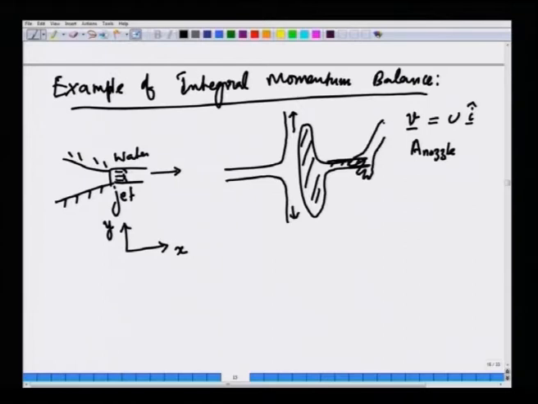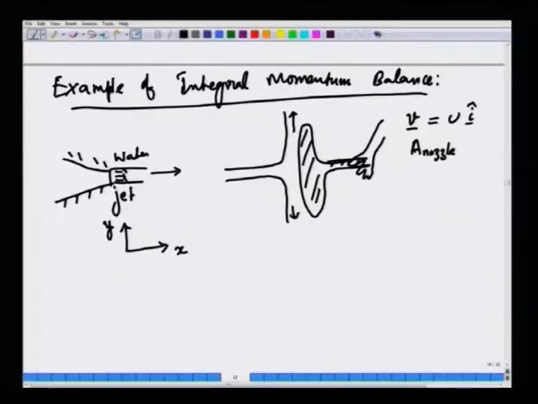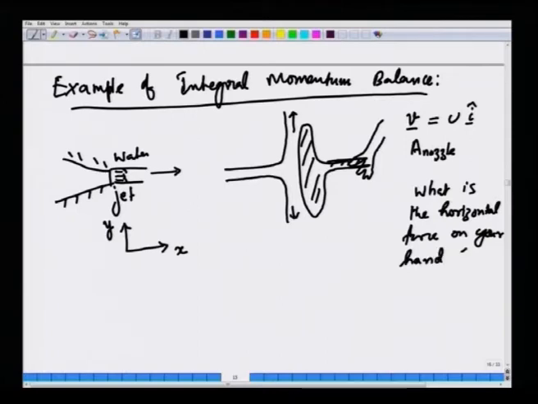So, imagine that you are exerting a reaction force by holding the solid surface using your hand. Okay. So, you are holding the solid surface using your hand and the jet impinges on the solid surface. So, the question is, what is the horizontal force on your hand? This is the question that we want to answer using the application of integral momentum balance.